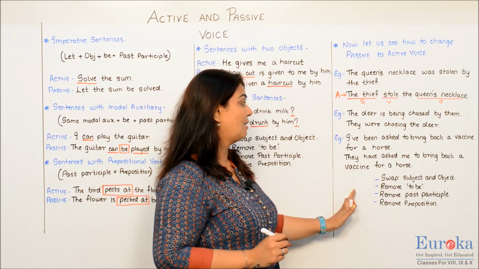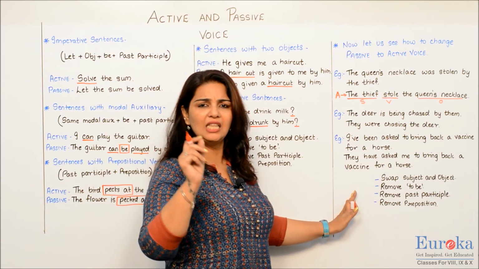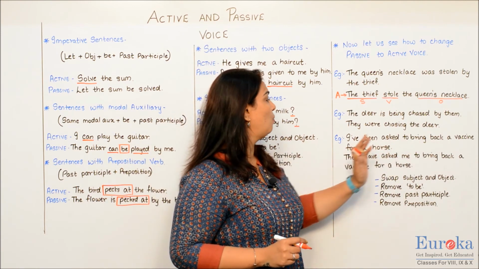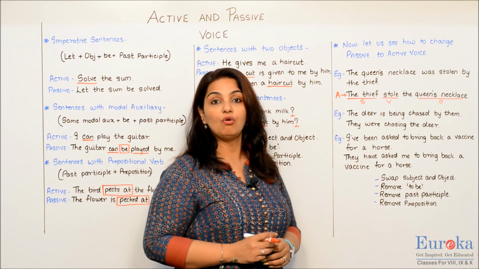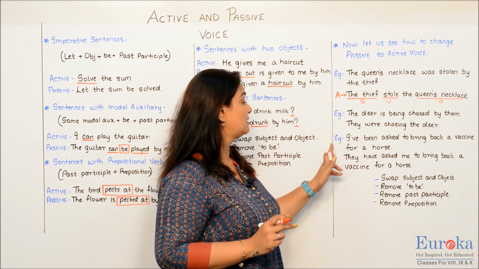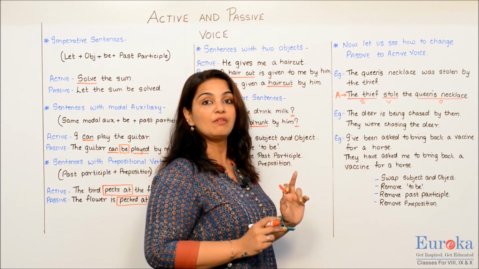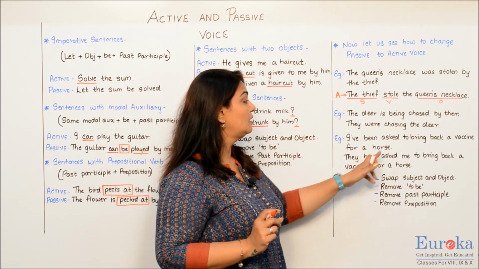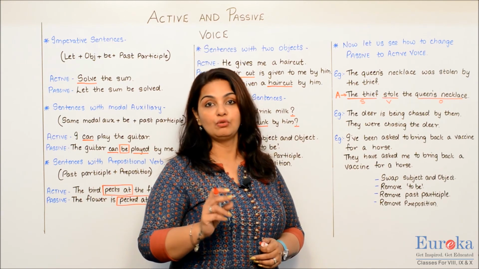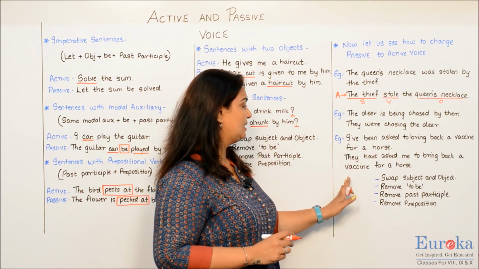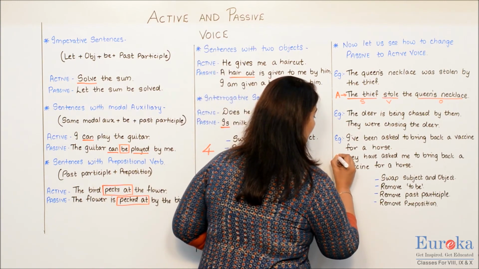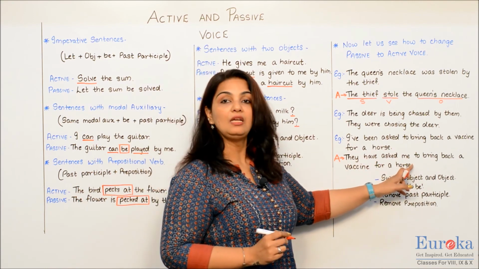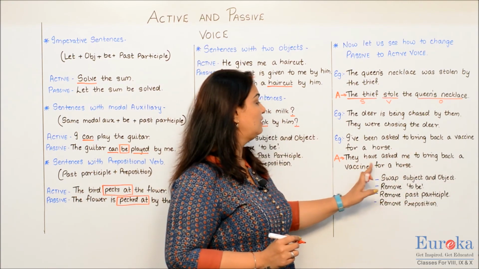And the last example that has been given over here has a little bit of a trick in it. I have been asked to bring back a vaccine for a horse. Now over here, when we convert a passive to an active, if you notice, we have used the word they. For the simple reason, over here the subject has been missing. So you can add on a subject. So we say active voice, they have asked me to bring back a vaccine for a horse.